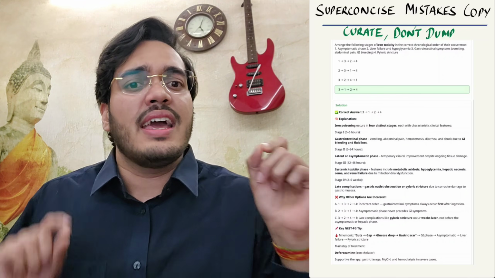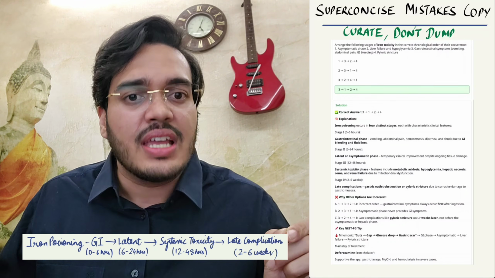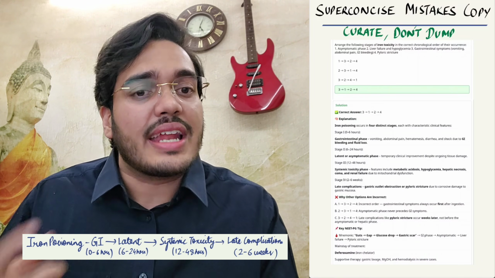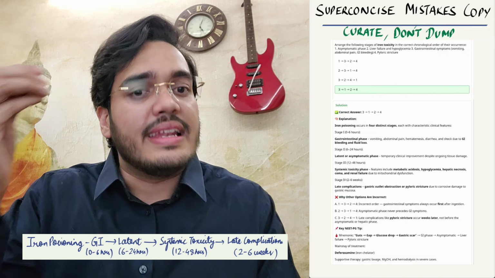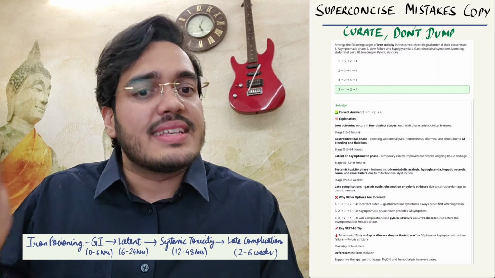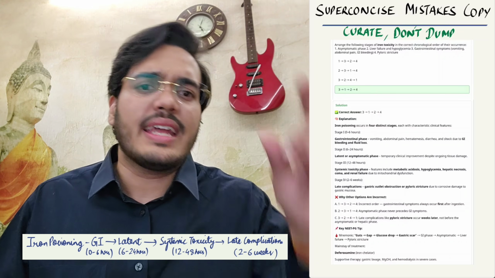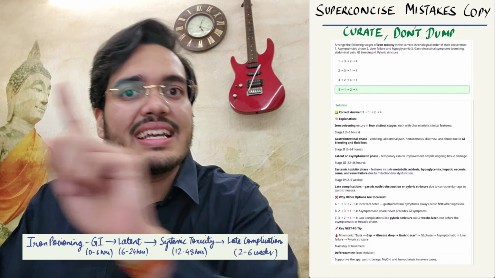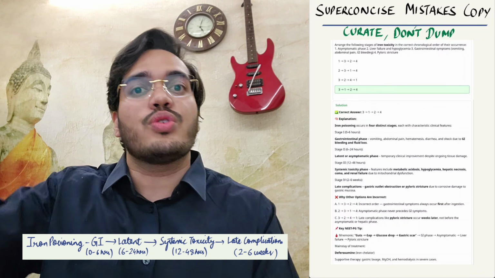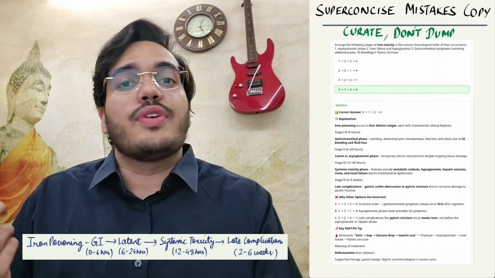In just a single line, write that iron toxicity - gastrointestinal (GI) phase, arrow, latent phase, arrow, systemic toxicity phase, and late complication if you want to write, and the duration for those. That is all in a single line. You are done with it, and when you revise it, it would take you a matter of 15-20 seconds.